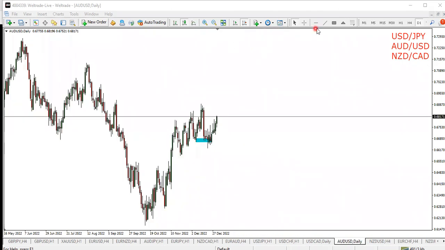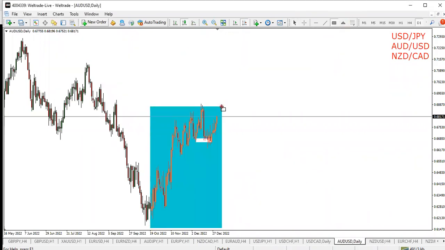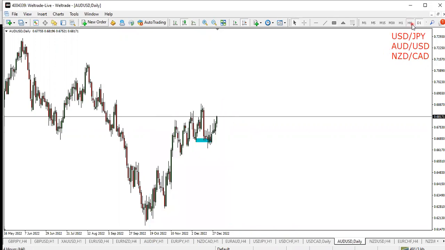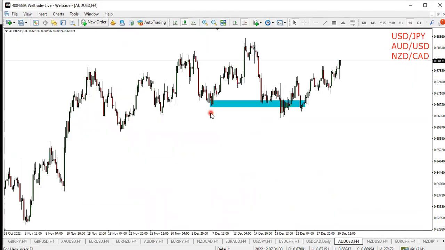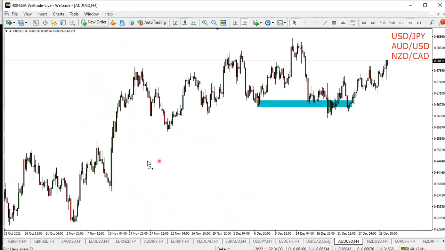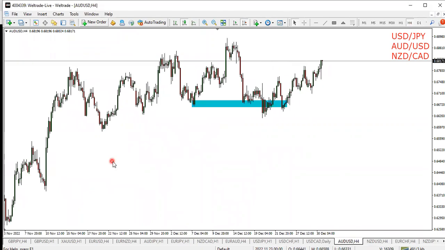Let's break down this move right here. We need to break it down to the H4 to see what price is doing right there. So on the 4-hour time frame, this is what we have. We have a very clean bullish trend. This has been a bullish trend for quite some time, and on this bullish trend you would notice how price has formed this move.